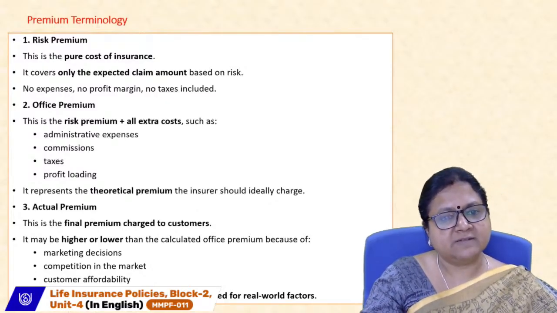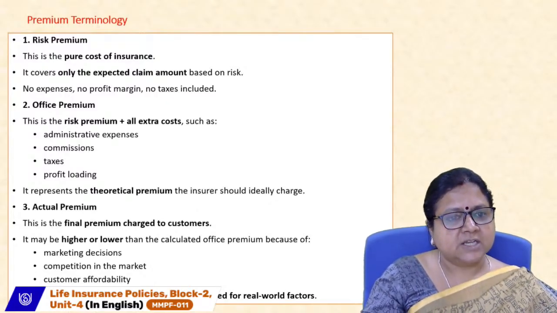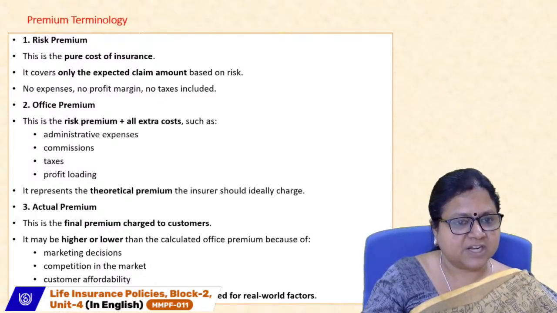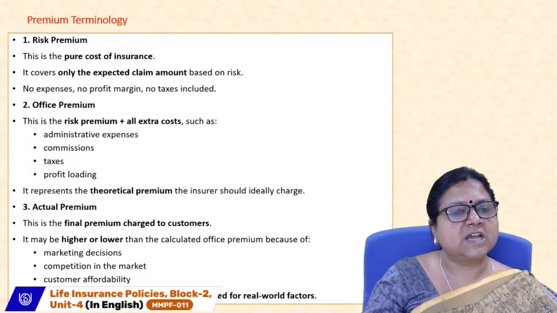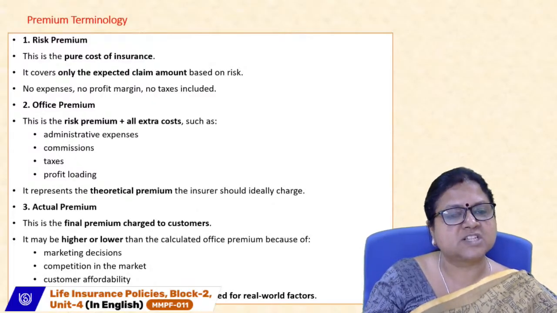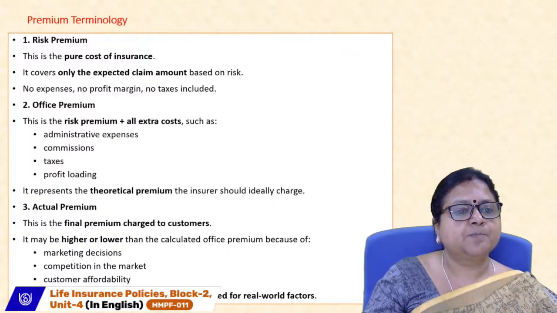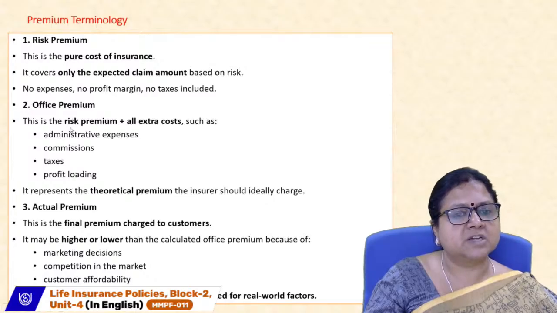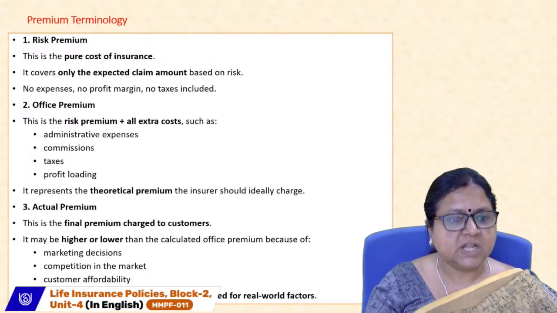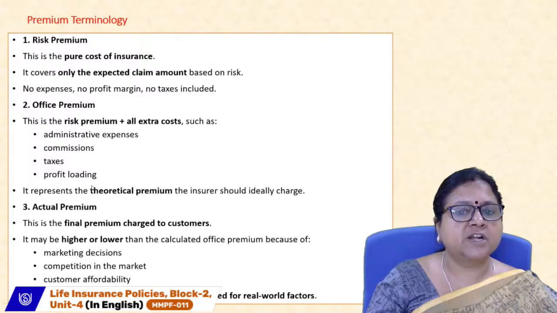Next comes the office premium. Here, the risk premium, the risk coverage premium of the life insurance, as well as some extra expenses which are incurred by the company, like the administrative expenses, the commissions which are paid to the intermediaries or the persons who are selling the insurance products, the taxes and the profit. Some amount of profit is also added. So that becomes your office premium: the risk premium which is covered plus the extra expenses. So this becomes your theoretical premium.